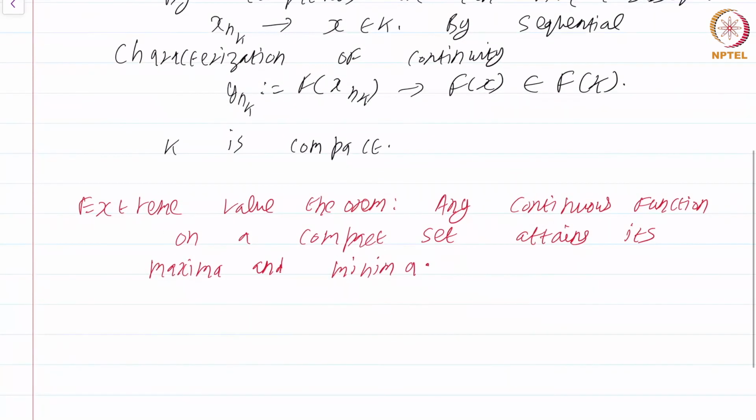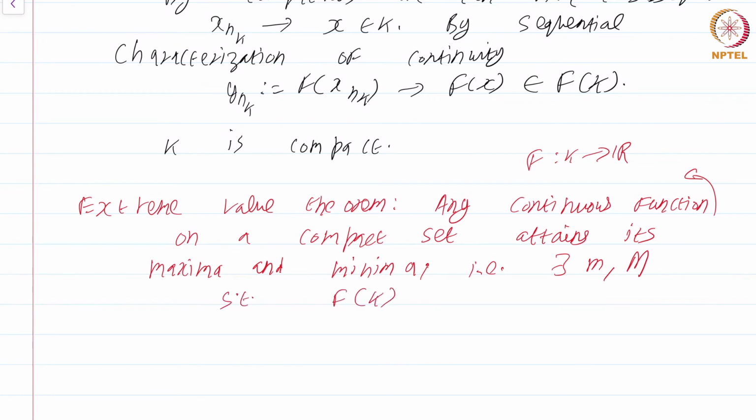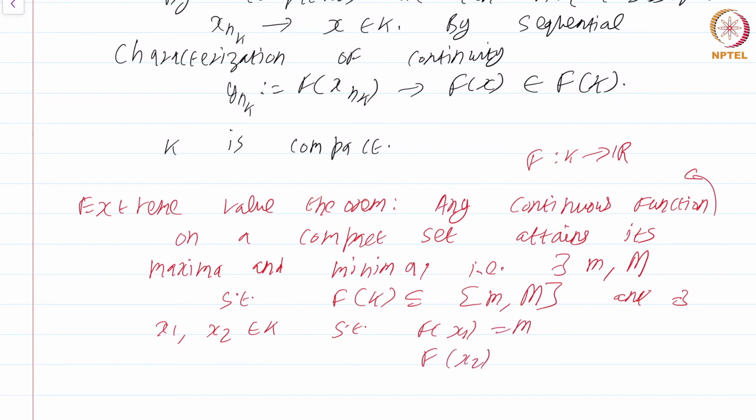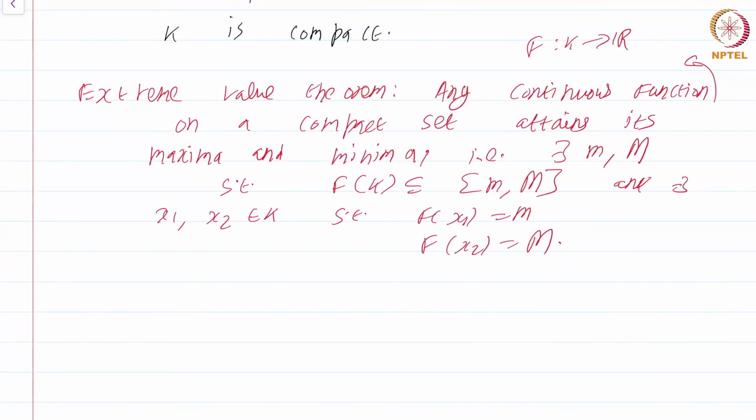To elaborate on this, let's give this function a name, f from K to R. There exist small m, capital M such that f of K is contained in the closed interval [m, M], and there exist x_1, x_2 in K such that f of x_1 is small m and f of x_2 is capital M. This is an elaborate version of saying that a function on a compact set attains its maxima and minima. Why is this an immediate consequence of the previous theorem?